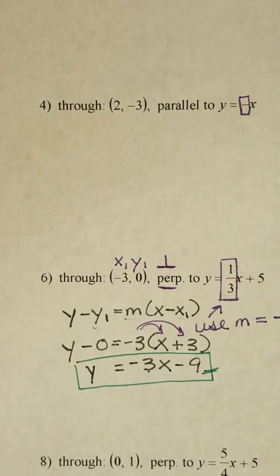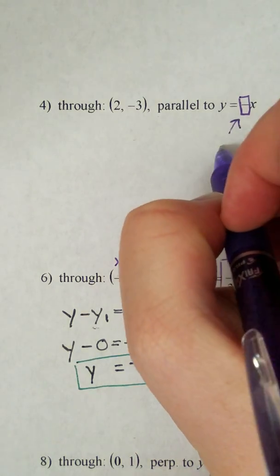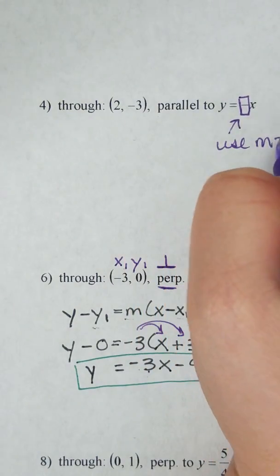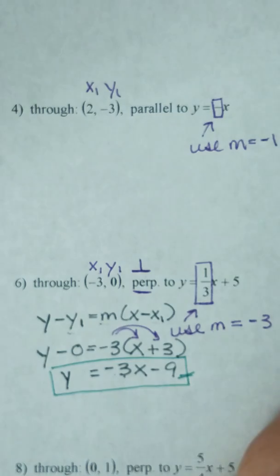X is not the slope. Repeat after me. X is not the slope. The slope is only the coefficient that is in front of the x. So here, my slope is -1. So I'm going to use -1 as my slope. I still have x sub 1 and y sub 1.